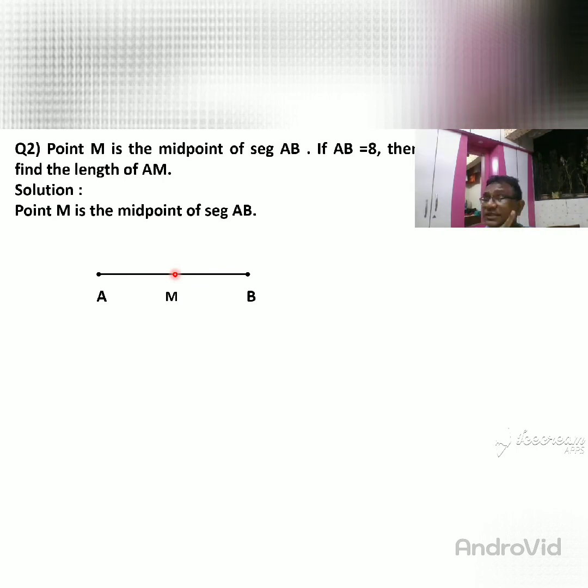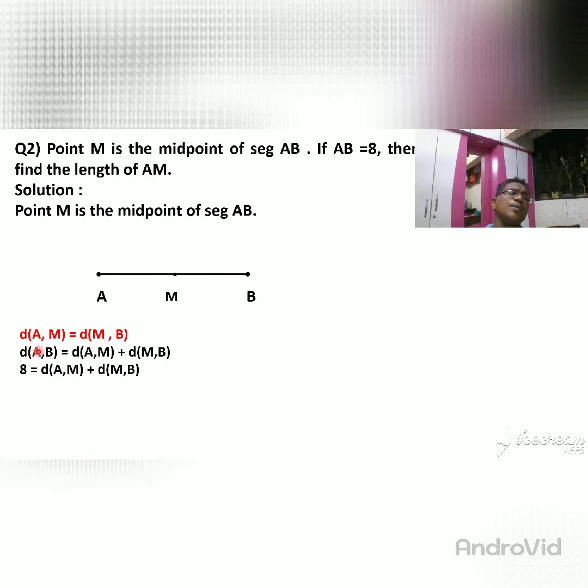It is given in the question that point M is the midpoint of segment AB. So segment AB is equal to 8. You want to find out AM. You already learned the formula that the length of AM is equal to the length of BM, which is equal to half the length of AB. So see here, the distance A comma M is equal to the distance M comma B. They are equal. So the distance A comma B is equal to the distance A comma M plus the distance M comma B. So the distance A comma B is equal to 8.